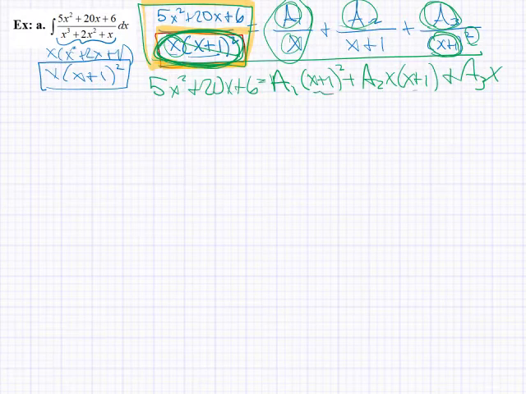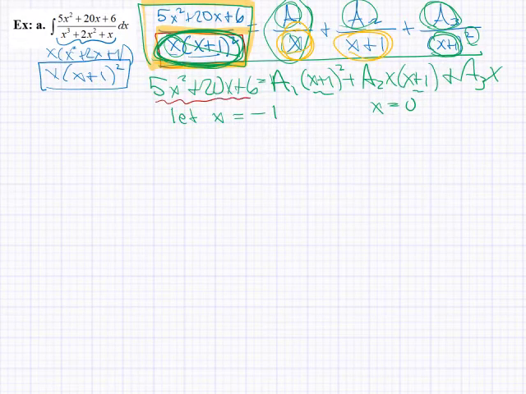Now I'm going to use the same trick I used before. Since the factors I'm working with are linear, I will let x equal -1, and I'm also going to let x equal 0. Those are the two factors I'm working with, x and x plus 1. They would each be 0 when x is -1 and x is 0. So what does that do? Well, on the left side, if I plug x equals -1 in, I'm going to get 5 minus 20 plus 6, so that's going to give me -9.